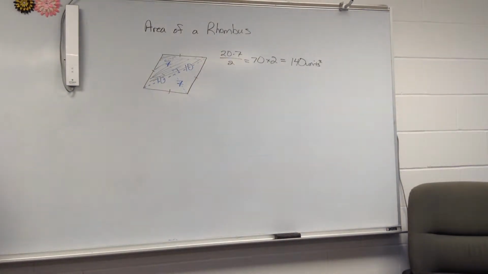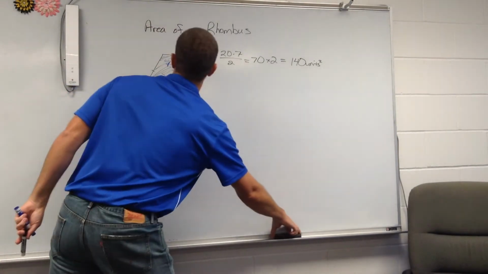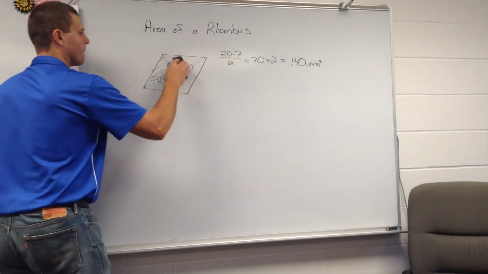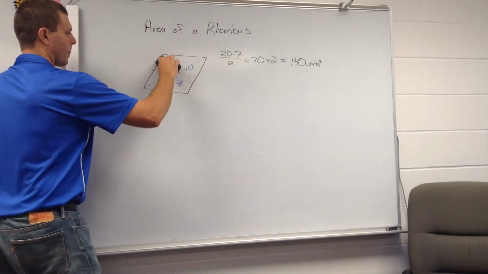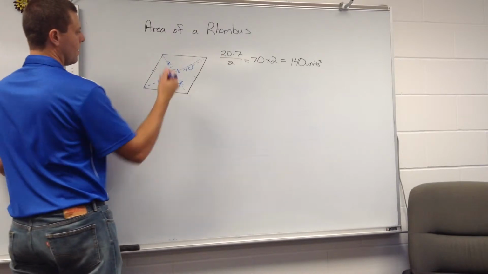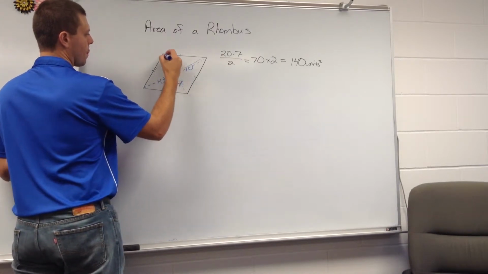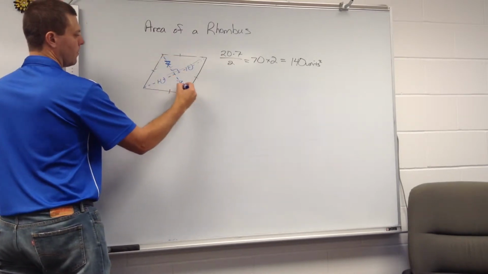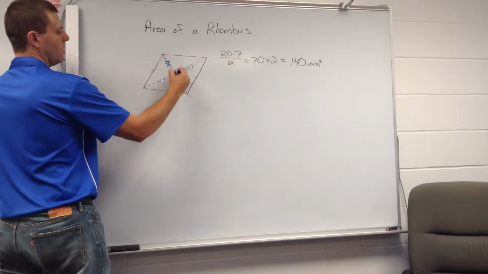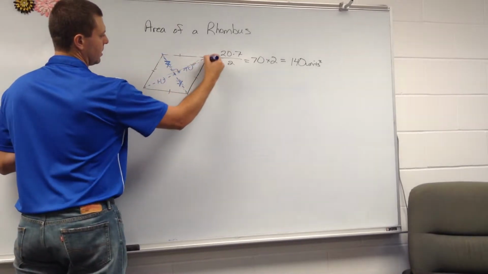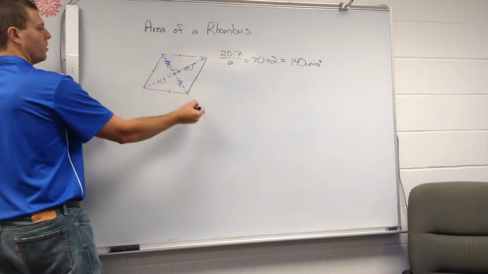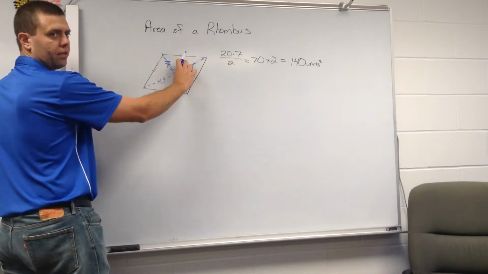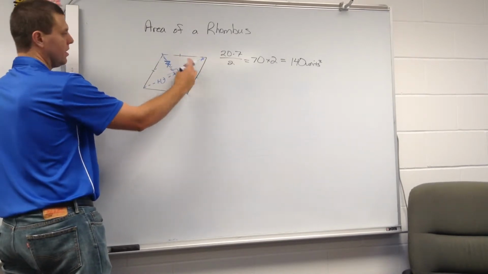No? Why not? Because you don't have the 20. You have to know, it should be 10 times 7. So how far is this? 14. What is this? 10. So 14 times 10 is 140. Cut it in half is 70.